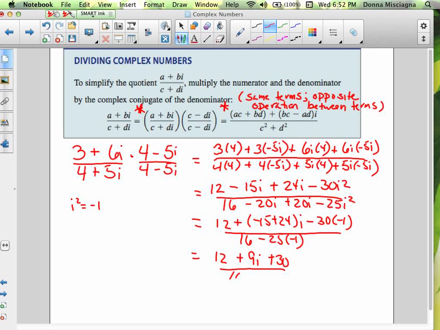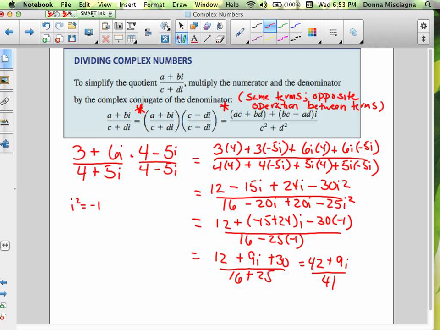Divided by 16 minus a negative, that's going to be plus 25. So we can combine the two numbers there. That's going to give us 42 plus 9i divided by 41.